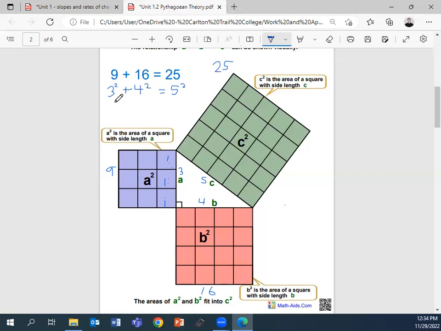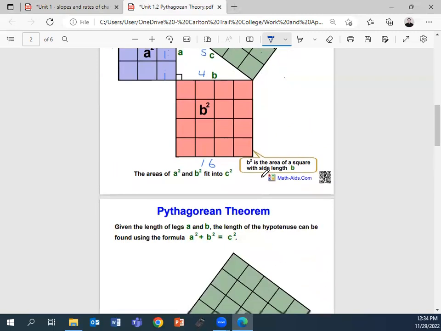So this works. As long as it's a right angle triangle, whatever you put there is going to work. If it's a right angle triangle, this will always work no matter what. You can always use 2 sides to find the length of the third side, as long as you've identified which side is your hypotenuse, which is always C.